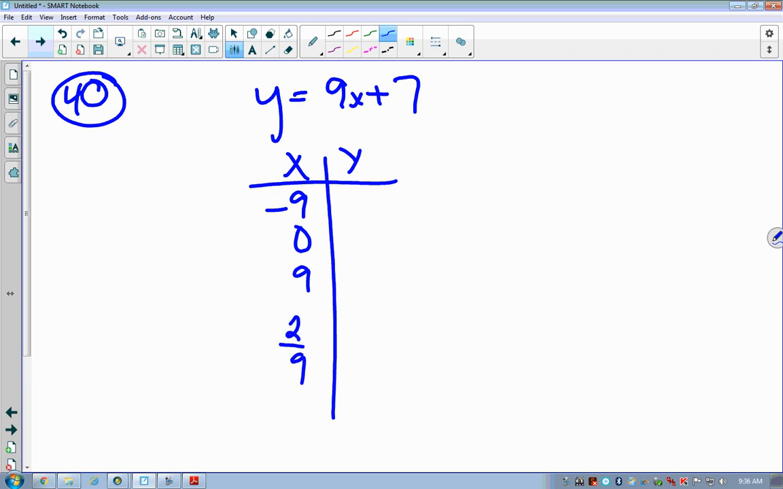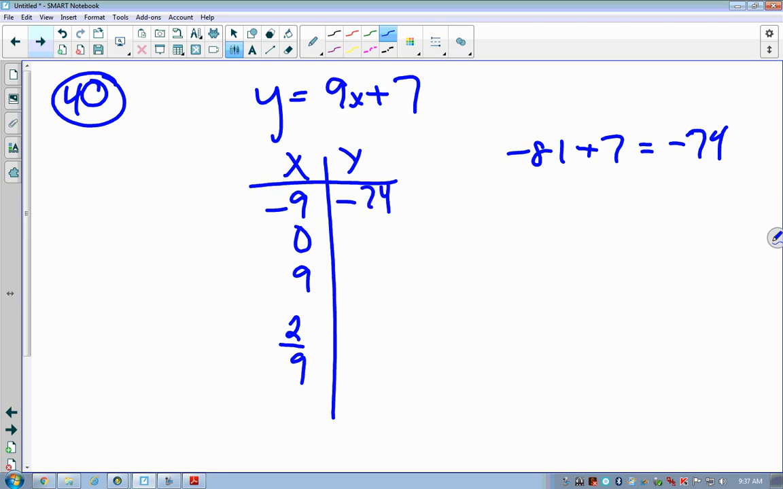What do I do in order to solve the right-hand side of the chart? Plug in my x values and solve for y. So 9 times negative 9? Negative 81. Negative 81 plus 7. Negative 74? Yes, negative 74, because if we took 74 plus 7, well, I know you plug it in, and that's all they're doing. So negative 74.